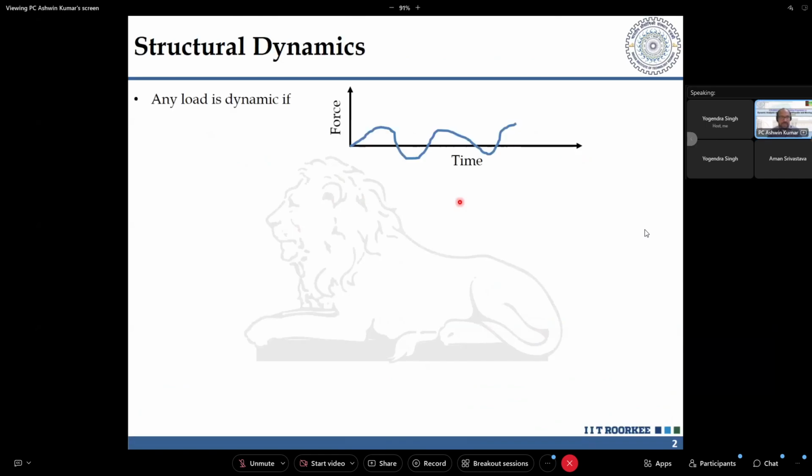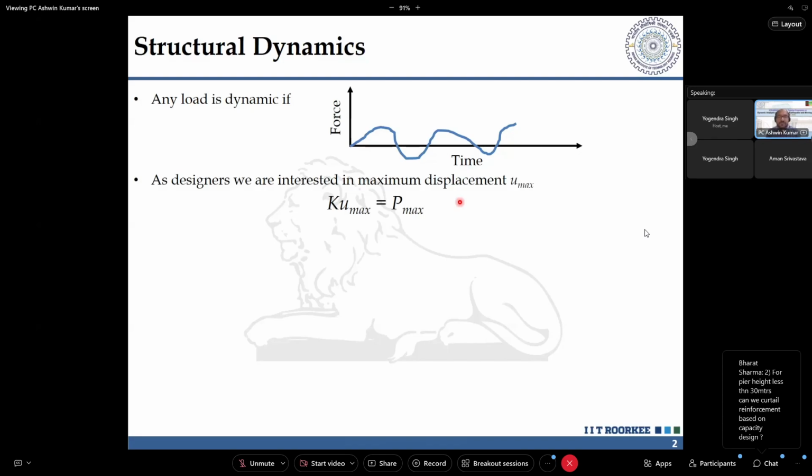Now, with respect to the dynamics of structures, we know when we call a load a dynamic force: when the force varies with respect to time, right? As a design engineer, what we are more focused upon while designing a structure is to find out the peak forces or the peak displacement that occurs in a structure. If we have the peak displacement, we can directly calculate the force generated in the structure and design it accordingly.